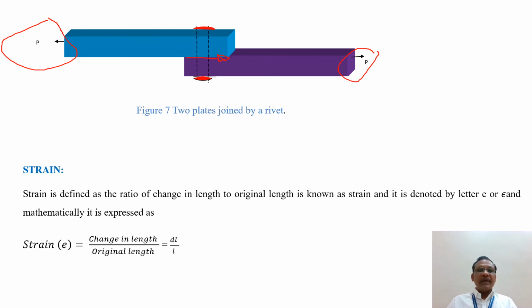So the next one is strain. You know that strain is defined as the ratio of change in length to the original length, and it is denoted by the letter E or epsilon. Mathematically, strain is equal to the change in length divided by the original length.